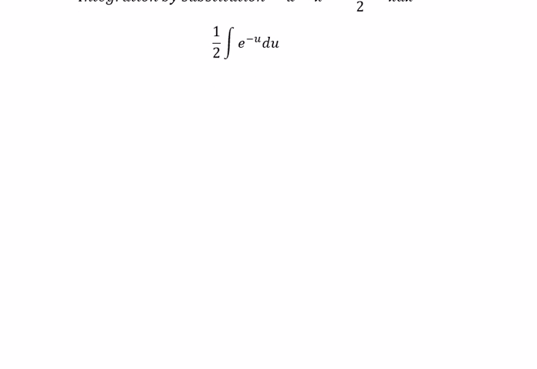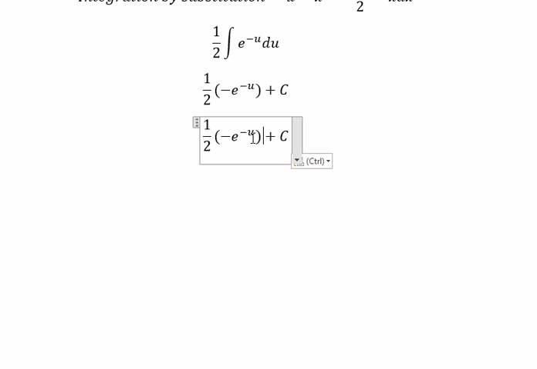Next, the integral of e to the power of negative u, you will get negative e to the power of negative u plus c. About u, we need to change back for x squared.